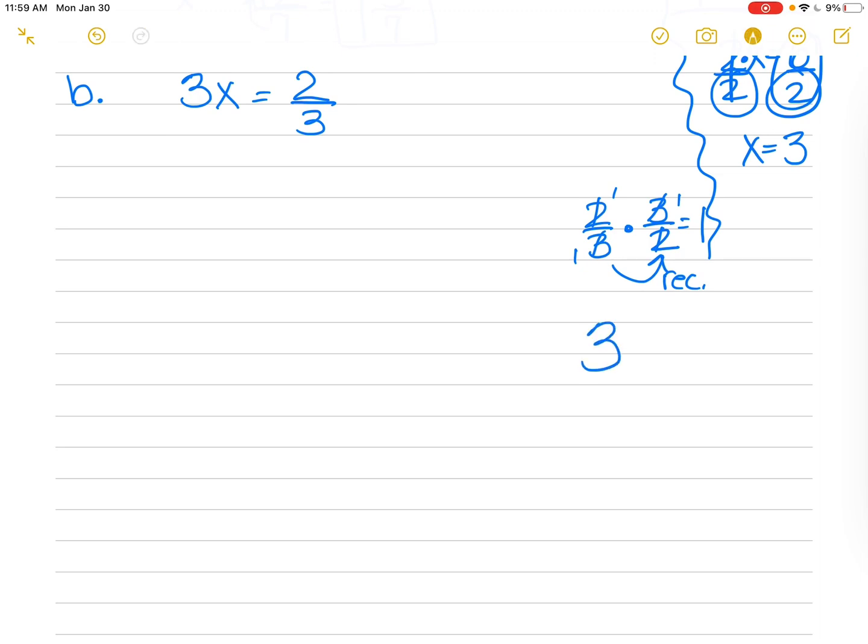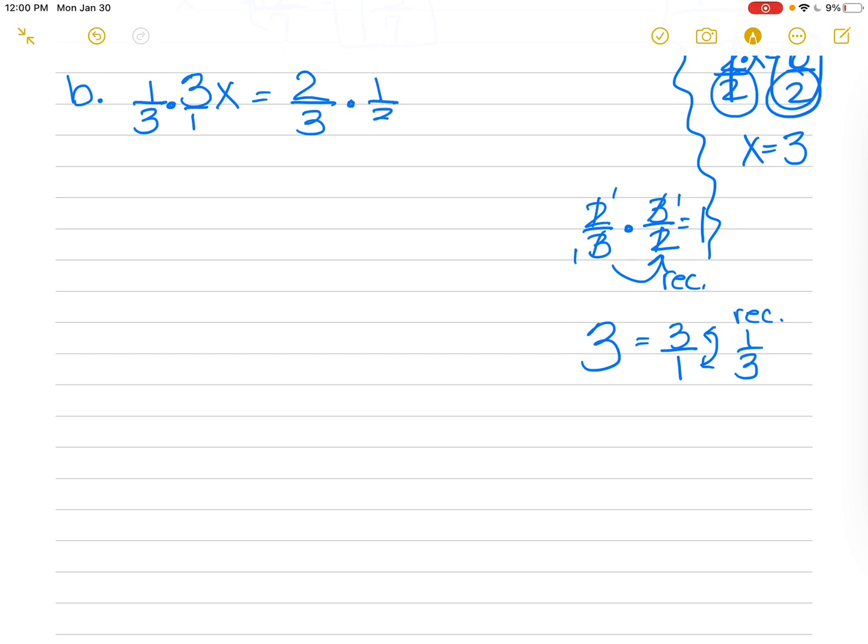So what is the reciprocal of 3? Well, 3 means 3 over 1. And the reciprocal of that is flipping these two. So it's going to be 1/3. That's the reciprocal. So I'm going to multiply by the reciprocal of 3. So we just said 3 is 3 over 1. So I'm going to multiply by 1 over 3.